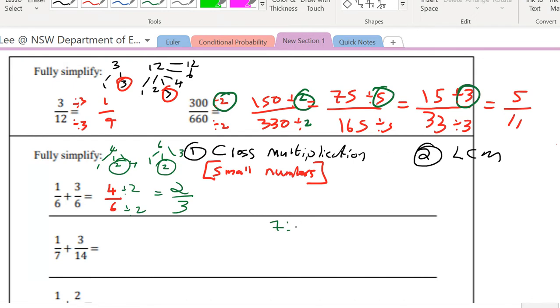So if we multiply by 1, we get 7, 2, we get 14, 3, we get 21, 4, we get 28, 5, we get 35, 6, we get 42. Let's look at the multiples of 14: 14, 28, and we can see already that the lowest common multiple is 14. So we can multiply numerator and denominator here by 2. Why 2? Because 2 times 7 is 14.